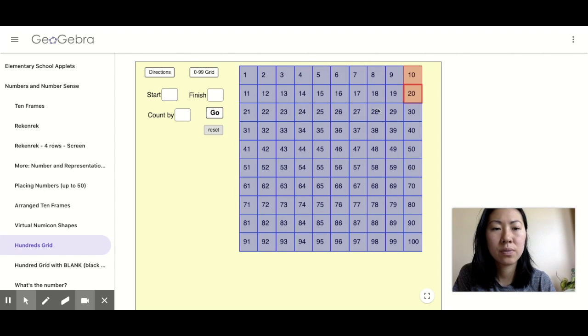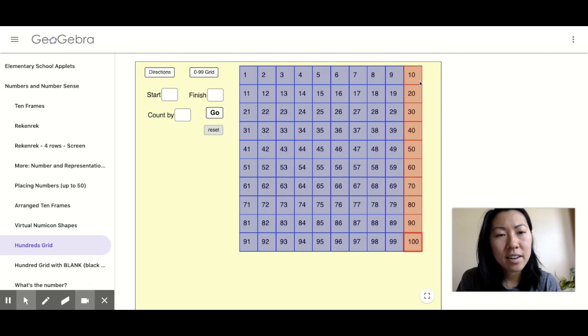Plus another row is 30, 40, 50, 60, 70, 80, 90, 100. So take a moment to think about, what do you notice happened when we counted by tens starting from 10?